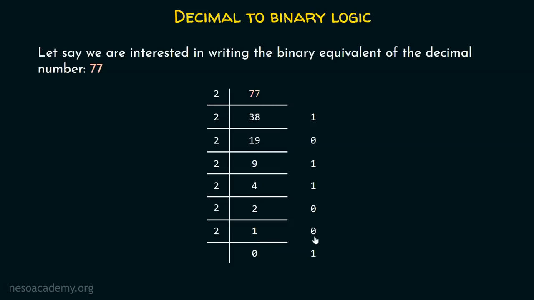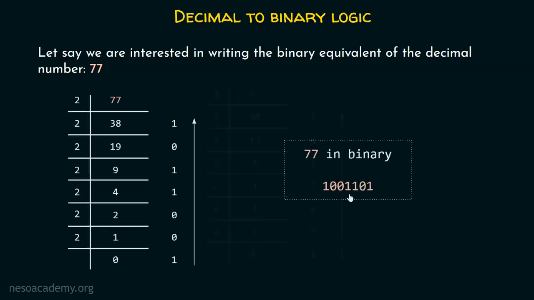And then we must print all the remainders obtained in reverse order, which means from bottom to top. We must not print all the values on the screen from top to bottom. We must print them from bottom to top. So the binary equivalent of this number is 1001101. Remember that it is not 1011001. Therefore, 77 in binary is 1001101. I hope the idea is clear how to convert a decimal number to its equivalent binary number.